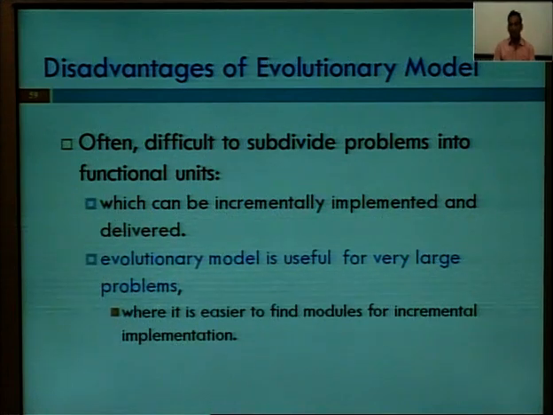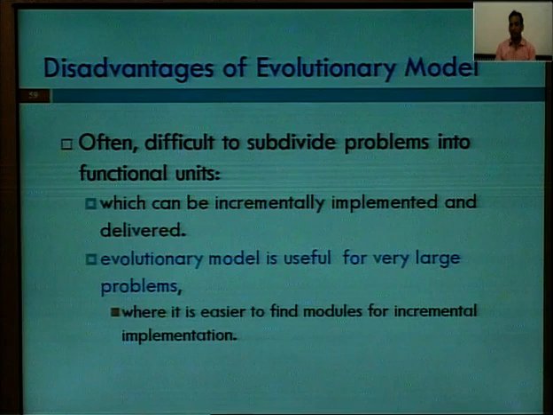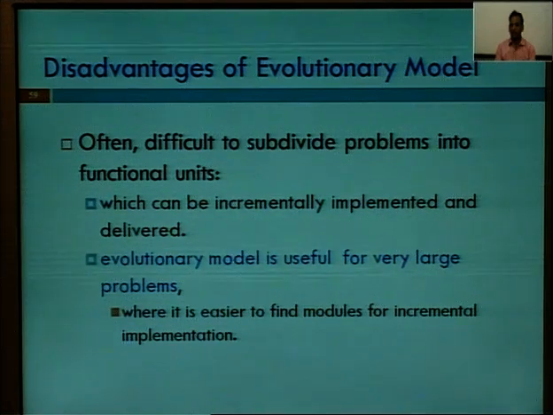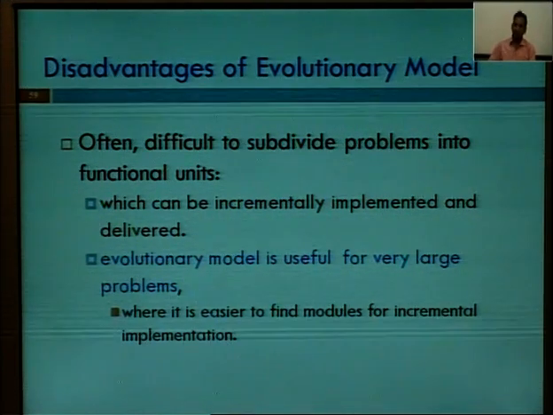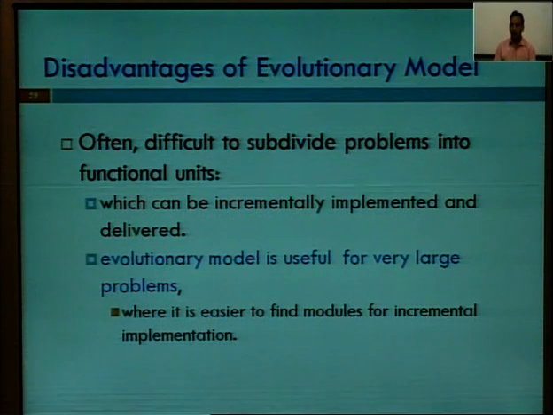The disadvantage of the evolutionary model is that it is very difficult to subdivide the problem into functional units which can be incrementally implemented and delivered. The evolutionary model is useful only for very large problems where it is easy to find the modules for incremental implementation. The main problem in the evolutionary model is to subdivide the problem into the functional units.